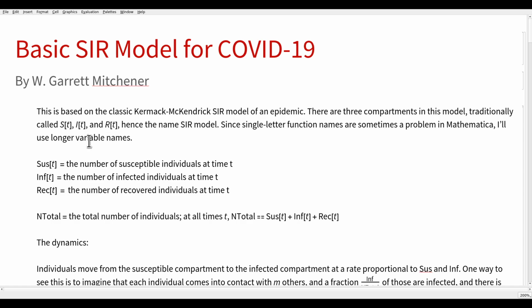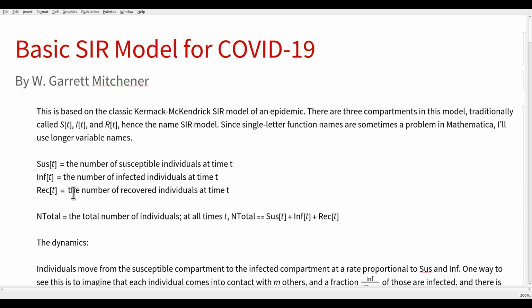Since I'm doing this in Mathematica and you can sometimes get into trouble using single letters for variable names, I'm going to call these SUS for susceptible, INF for infected, and REC for recovered. Susceptible individuals have no immunity, infected individuals actually have the disease, and recovered individuals have recovered from the disease and are presumed to be immune.